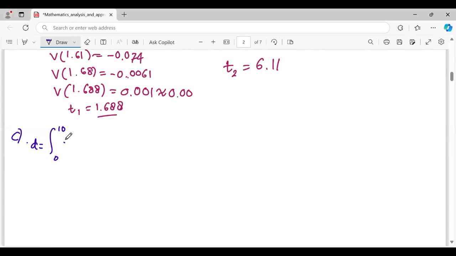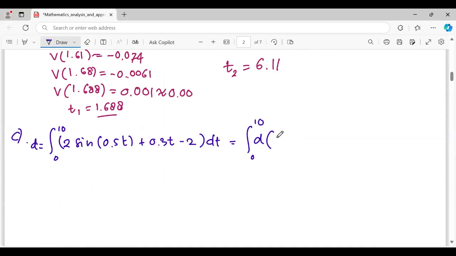The integral of 2 sine 0.5t plus 0.3t minus 2 dt. We have to find first the integral of this function. The integral of this function is minus 4 cosine 0.5t plus 0.15t squared minus 2t. This is the integral of this expression.